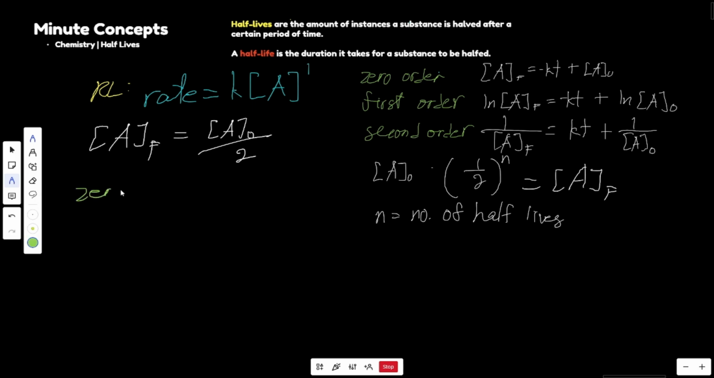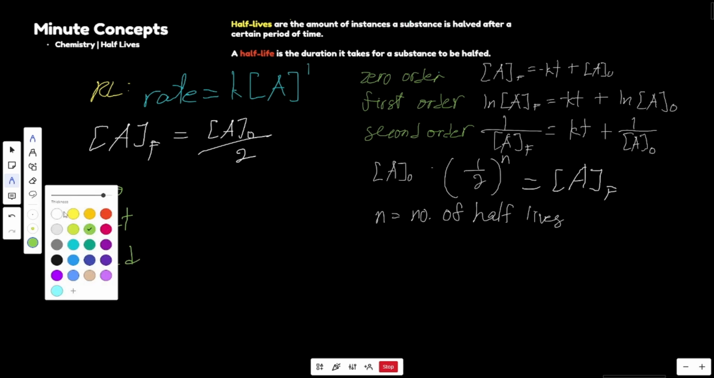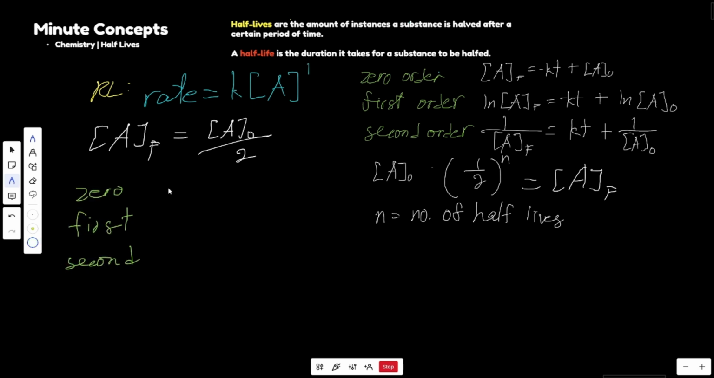So for zero order, first and second. For zero order, our rate law is given by the initial concentration over 2k, or 2 times the rate constant. For a first order, it's going to be the natural log of 2 over k. And lastly, for second order, it's going to be 1 over the rate constant times the initial concentration.